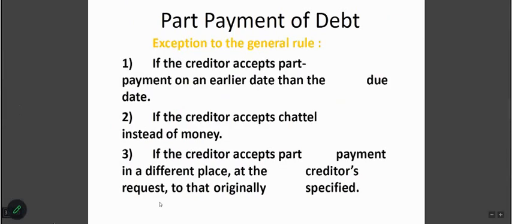Okay, exceptions to the general rule on payment of debt. If the creditor accepts part payment earlier than the due date, that will be agreed. That means you owe them, and you negotiate before the actual date of paying. If the creditor accepts a chattel instead of money, or another gift, also can. If the creditor accepts part payment in a different place, at the creditor's request, from that originally specified.